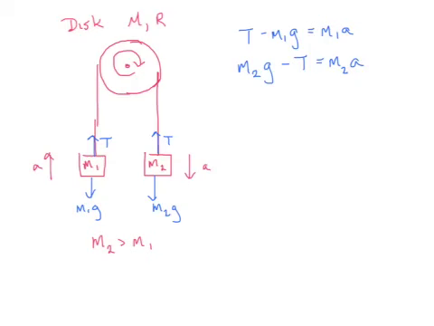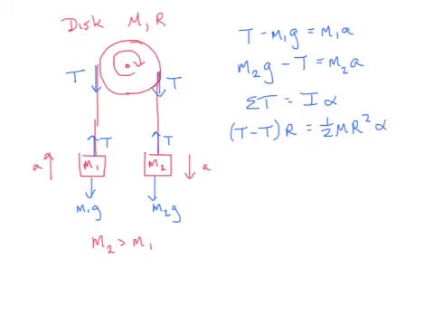Then we're going to look at the forces producing torque on our disk. So, of course, if T is pulling up on M1, it must also be pulling down on the left-hand side of the disk. If T is pulling up on M2, it must also be pulling down on the right-hand side of the disk. So, if that is going to accelerate in a clockwise direction, then when I write my equation, net torque equals I alpha, my net torque now is going to be T minus T times R, and then my I is 1/2 big M R squared, and then alpha.